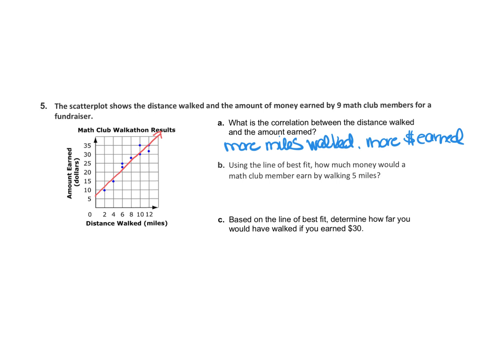And then letter B says, using the line of best fit, how much money would a math club member earn by walking 5 miles? Well, let's see here. Let's go ahead and go to the 5-mile mark, which would probably be between this 4 and the 5. And so it appears that somebody that would walk about 5 miles would make somewhere between $15 and $20. So let's say $17.